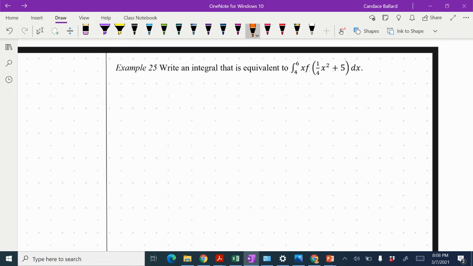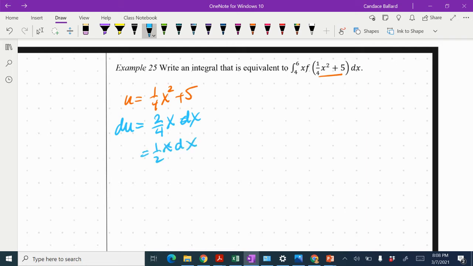So they want me to write an integral that is equivalent to the integral from 4 to 6 of x f of 1/4 x squared plus 5. So basically I need to do a U substitution and show what would be equivalent to this. So I'm going to start by looking for my u. It looks like my u is equal to 1/4 x squared plus 5, which would make du equal to 2/4 x dx, which is the same as 1/2 x dx, which I don't have the 1/2. I do have the x dx part.